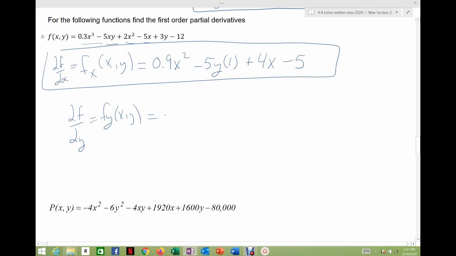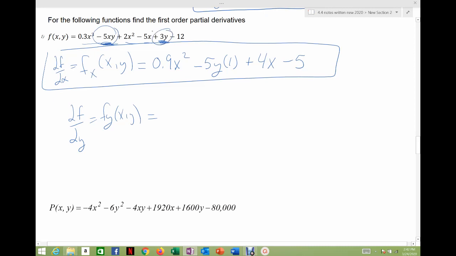All right, so again, I look at my function and I only look for the y parts. The negative 5xy, there's a y part there. And the 3y, there's a y part, and that's it. The first term, 0.3x cubed, no y, so it zeroes out, so there's no change in y. The 2x squared, there's no y, so it zeroes out. The negative 5x, no y, it zeroes out. And 12, no y, it zeroes out. So there's only two terms I have to take a derivative of: the negative 5xy and the positive 3y.